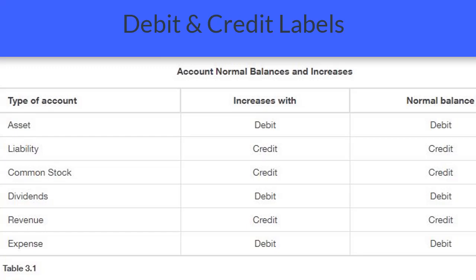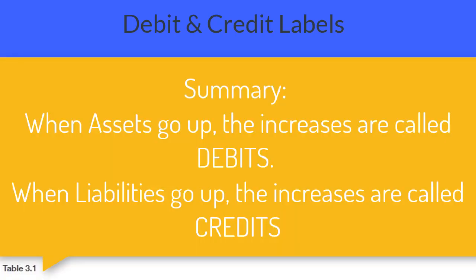What happens if value goes down because we're working hard to earn value? Well, we would call that decrease of value an expense. And if value goes up and we call it a credit, then when value goes down, we would call it a debit. Okay? To summarize table 3.1, assets go up, you call the increases debits.